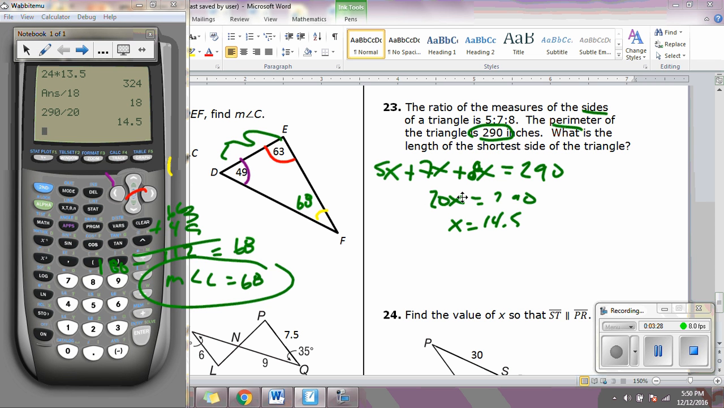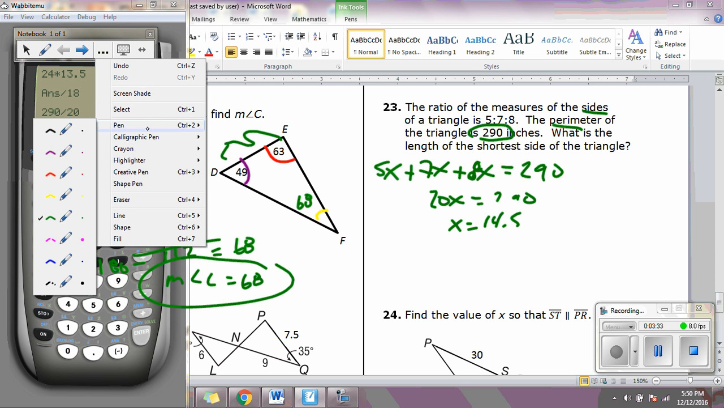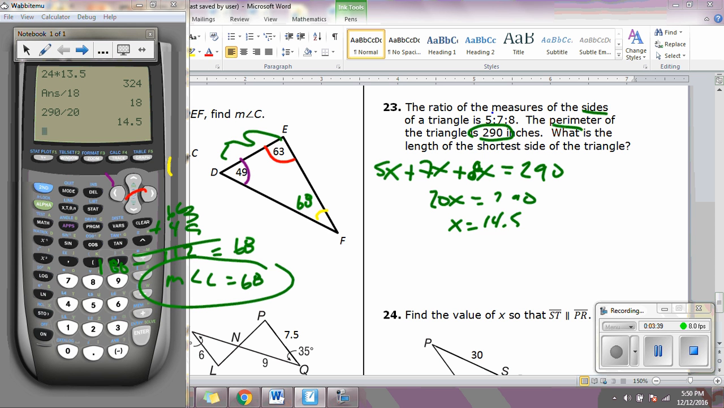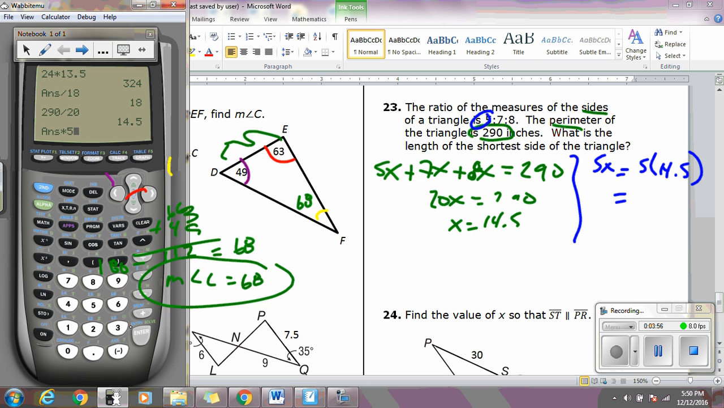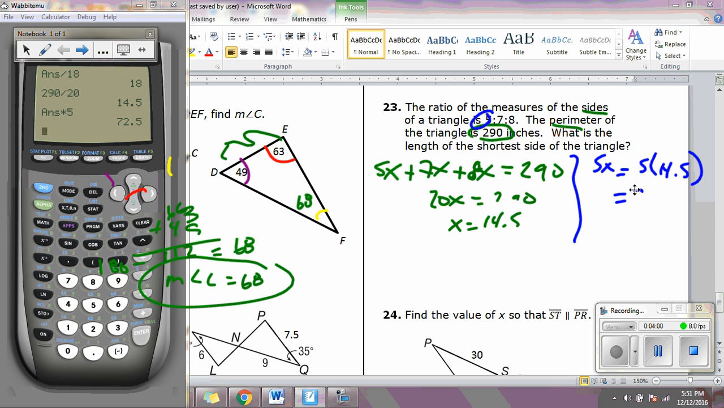So now that I know what x is, I can find the shortest side. Again, the shortest side will have the smallest number in the ratio, and the smallest number is 5. So to find the shortest side, we're going to take 5 times x. In other words, 5 times 14.5, which would give us 72.5. So the smallest side is 72.5 inches.